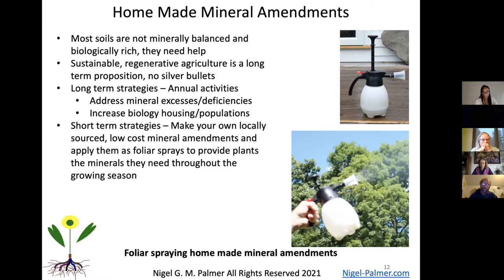The other thing about foliar spraying with the compounds that we're going to be talking about is these are all in plant available forms, and the plant has the opportunity to use them immediately, within minutes or hours.